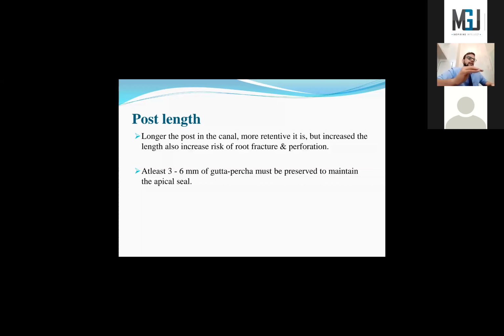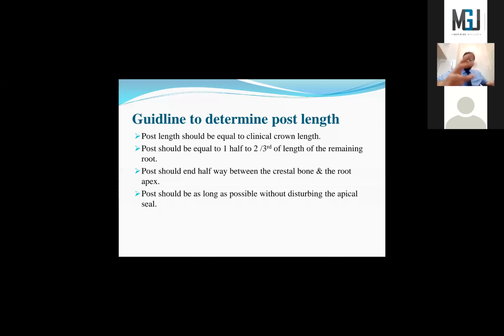I would probably keep a benchmark of 5 mm. Ideally, the simple concept first is the apical 5 millimeters that works. The rest that you can take should be about the 2/3 to 1/3 ratio. In case you have a very long root, you should always have the third calculation, that is, end the post halfway between the crestal bone and the root apex.